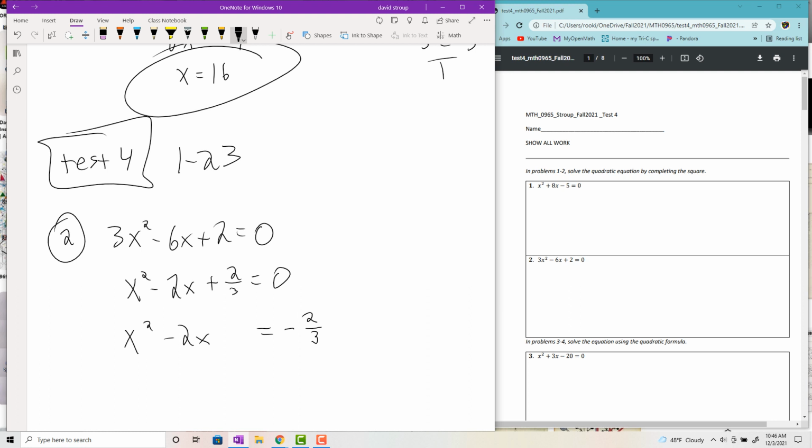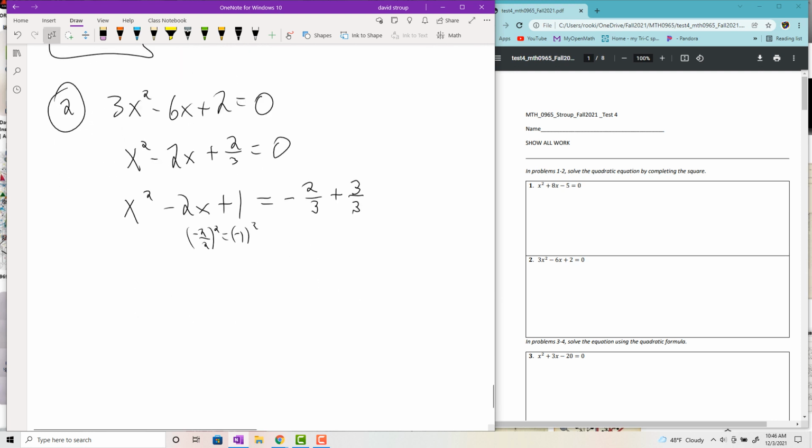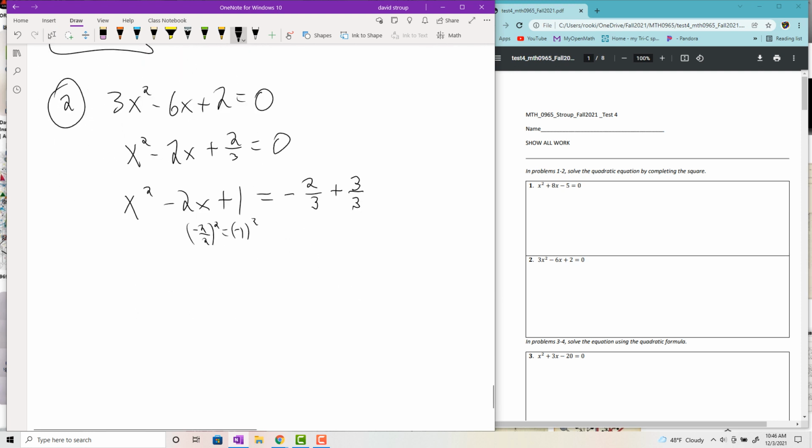So to complete the square, it's b all over 2 squared. So negative 2 all over 2 squared. So that's negative 1 squared, which is 1. So if you add it to the left side, you have to add it to the right side. Adding 1 on the right side is same as adding 3 over 3, just getting the common denominator out of the way. Then factor, so you have x minus 1 times x minus 1, that's x minus 1 squared. On the right side, you have 1/3, and then take the square root property. So x minus 1 is plus or minus the square root of 1 over 3.